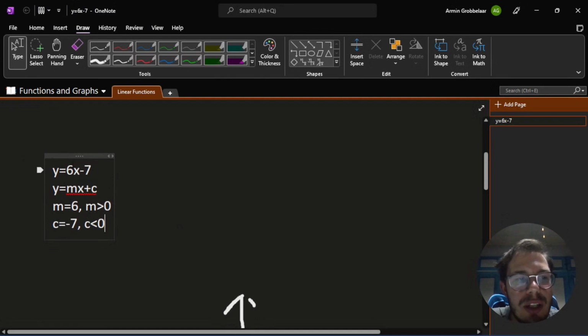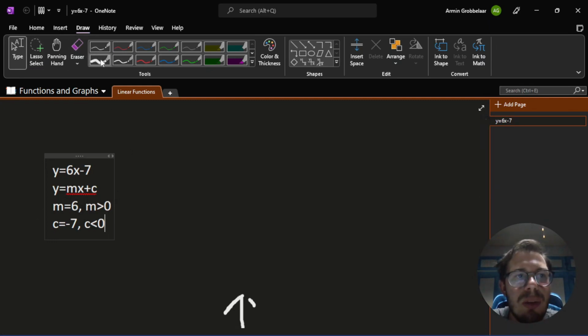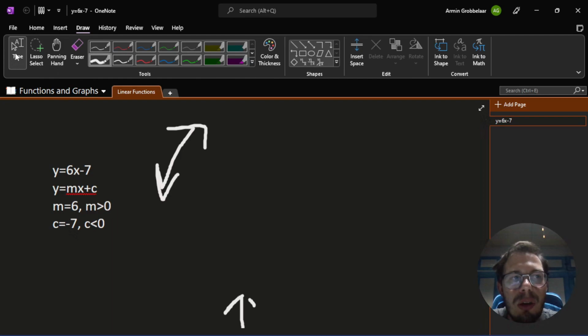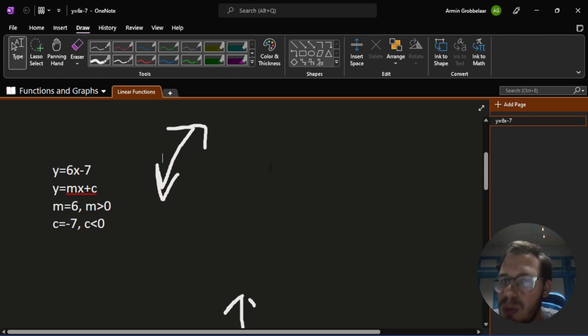So I'm going to sketch this first function, y is equal to 6x minus 7. Using the general form y is equal to mx plus c, you can see m is equal to 6, m greater than 0. So we know that we'll have a function with a positive gradient. Then you can see c is equal to minus 7, so c is less than 0. So you know that this linear function will cut the y-axis where y is negative, so at the bottom.